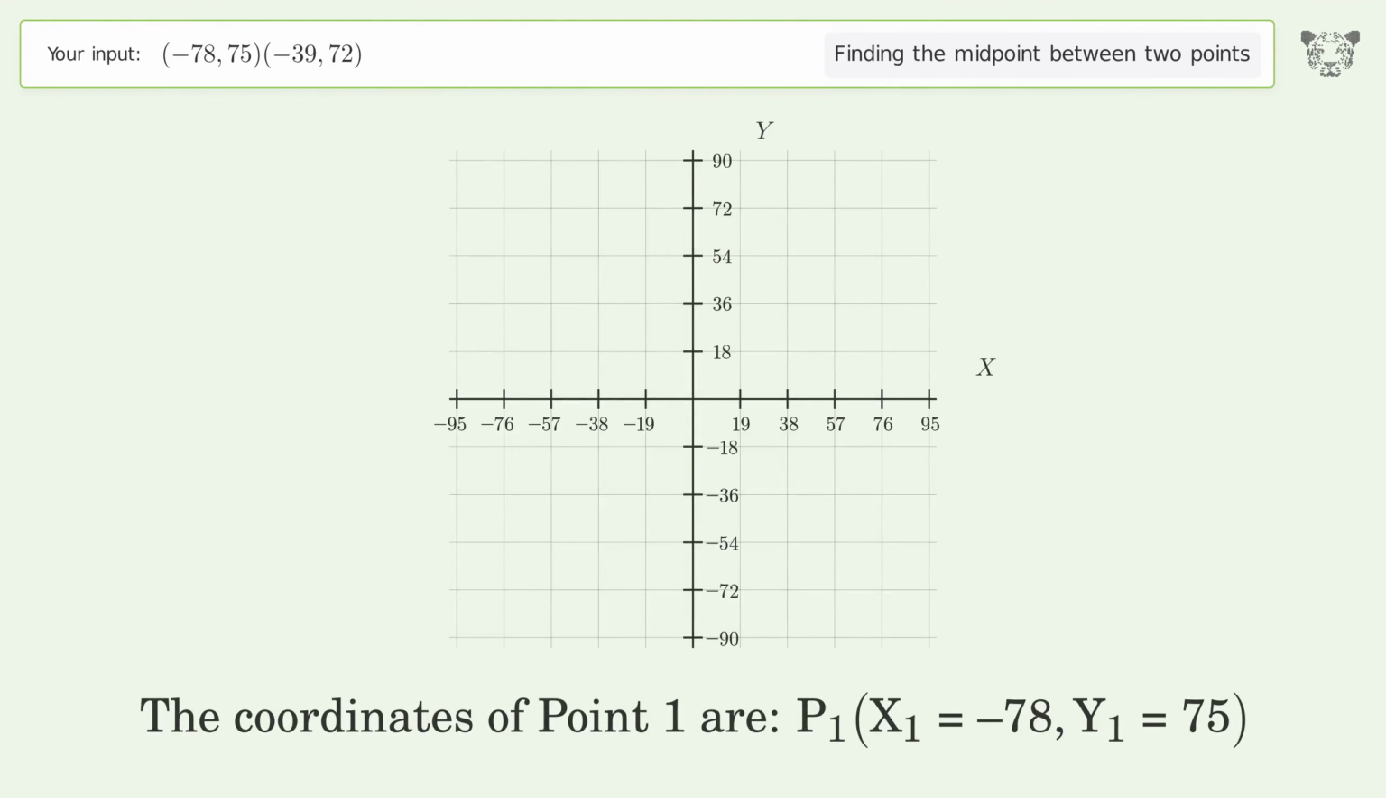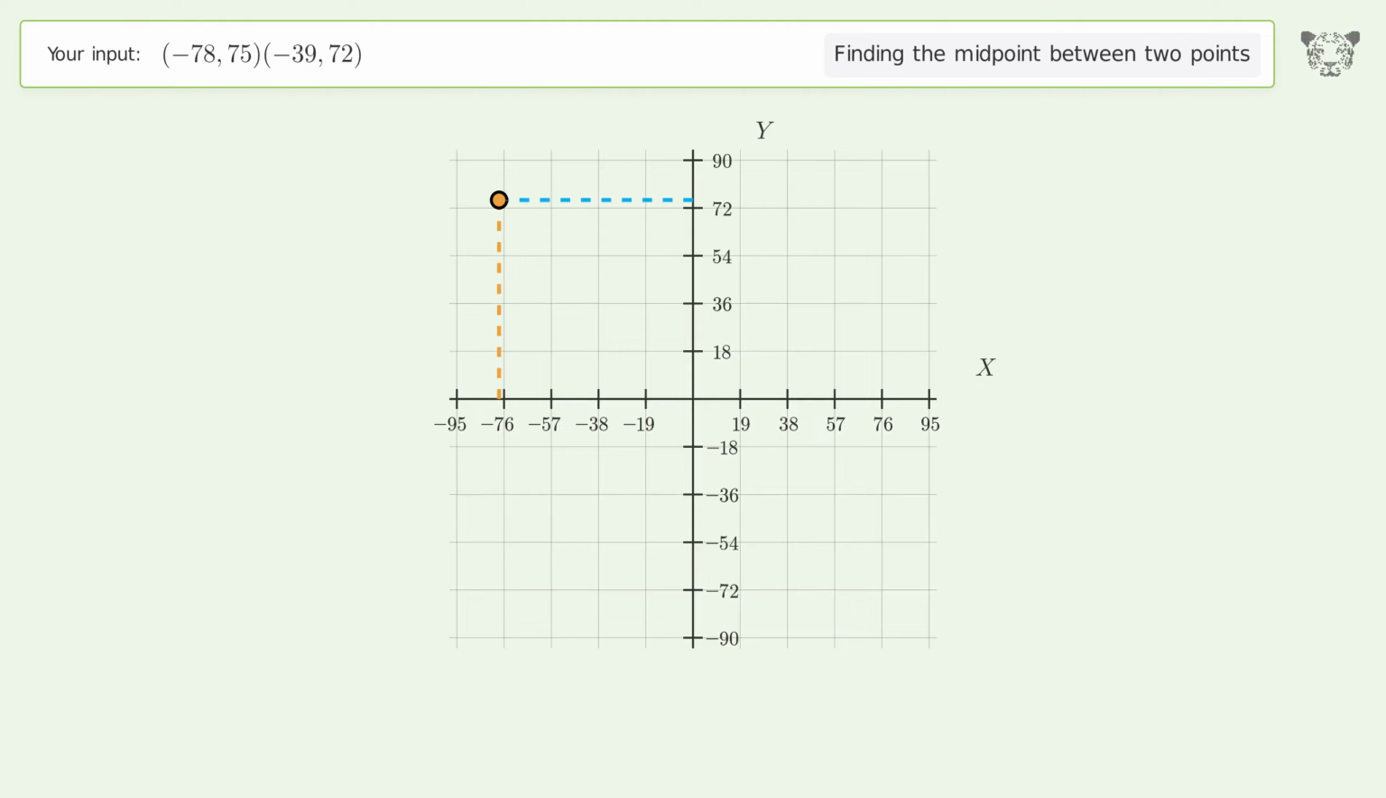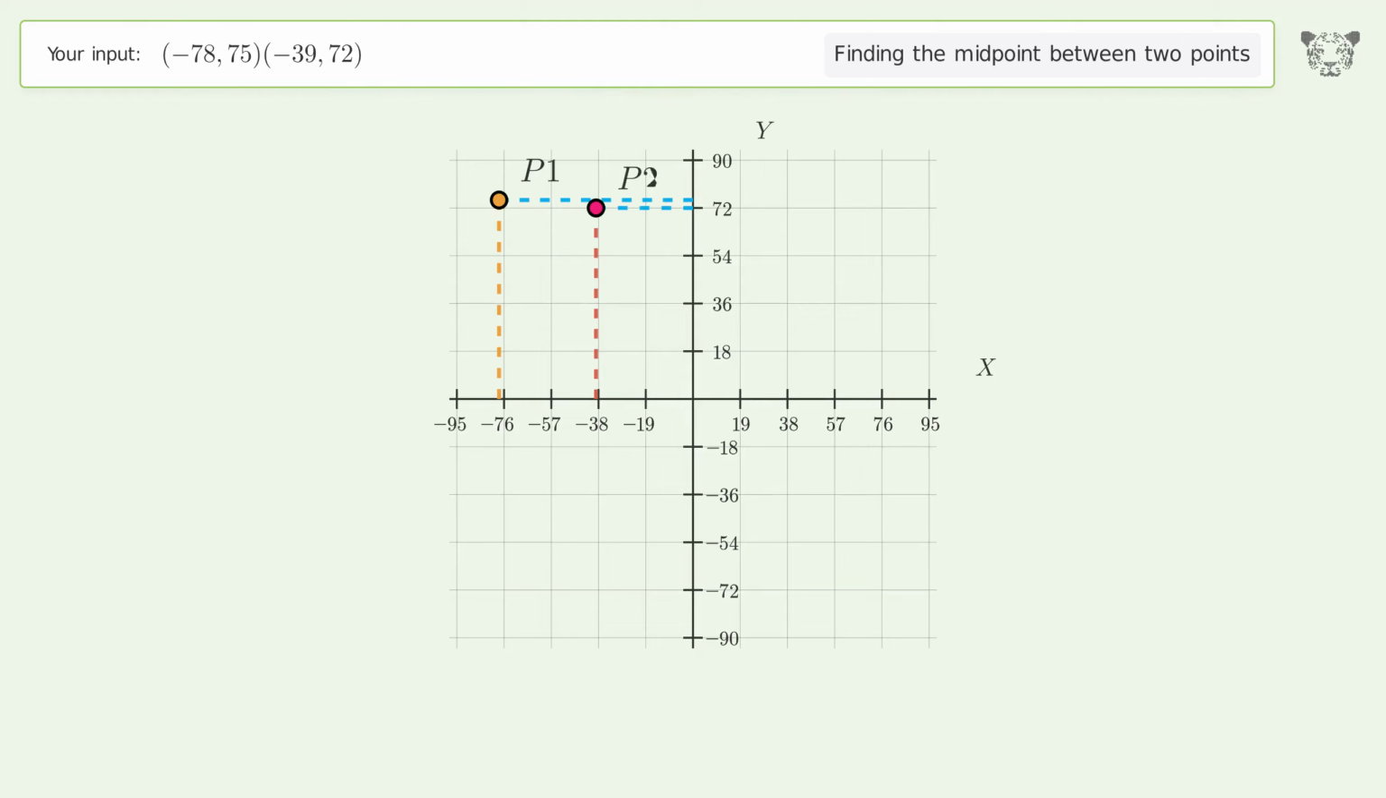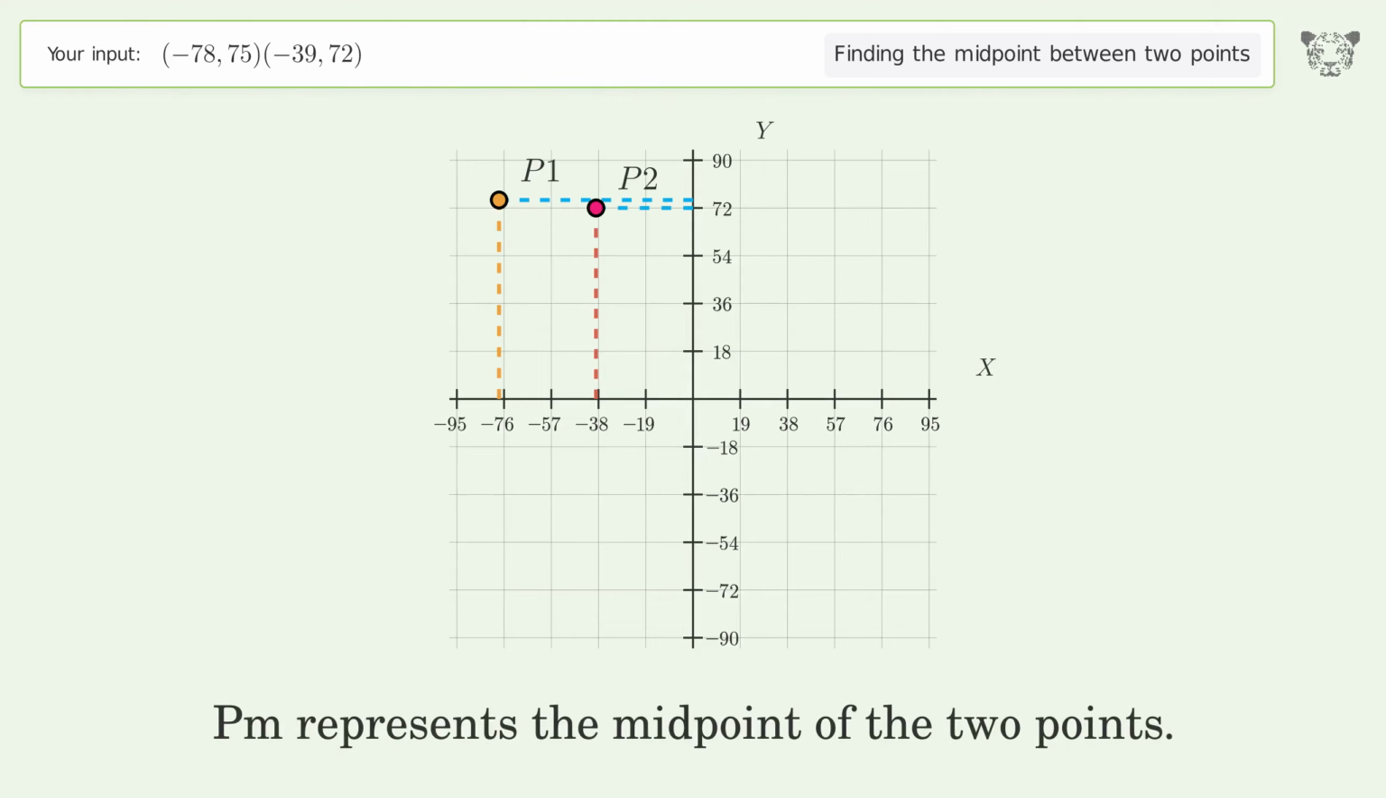The coordinates of point 1 are x1 equals negative 78, y1 equals 75. The coordinates of point 2 are x2 equals negative 39, y2 equals 72. PM represents the midpoint of the 2 points.